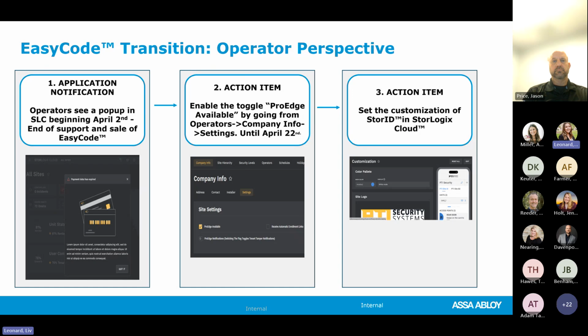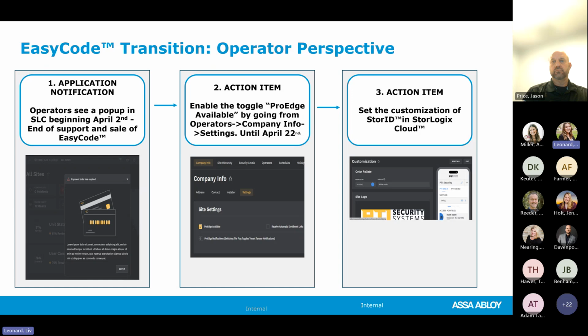There is one action we would request operators to take at this time. You can see the steps here. If they go to operations, company info, and settings, they're able to check the ProEdge available button in order to enable StorID visually in SLC. However, their existing EasyCode users will still be displayed in that tab. So no concern there.